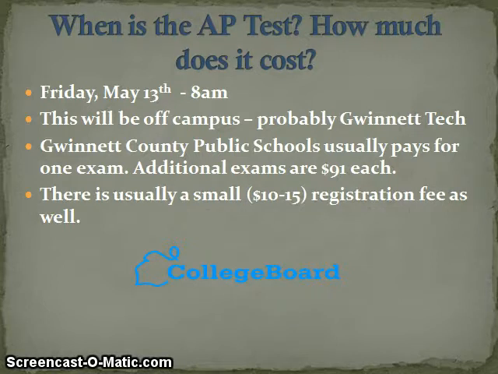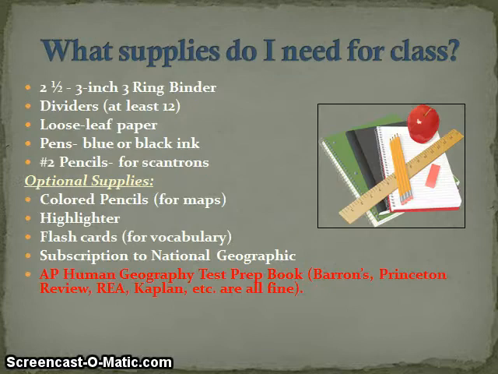Everyone has to pay a registration fee. It's usually about $10 or $15. Combo kids, your additional exam is $91. And that's actually, to be honest, I don't know, it might be even more because 2 years ago it was $89, last year it was $91, maybe $94, I don't know. But just be aware that it's about $100.